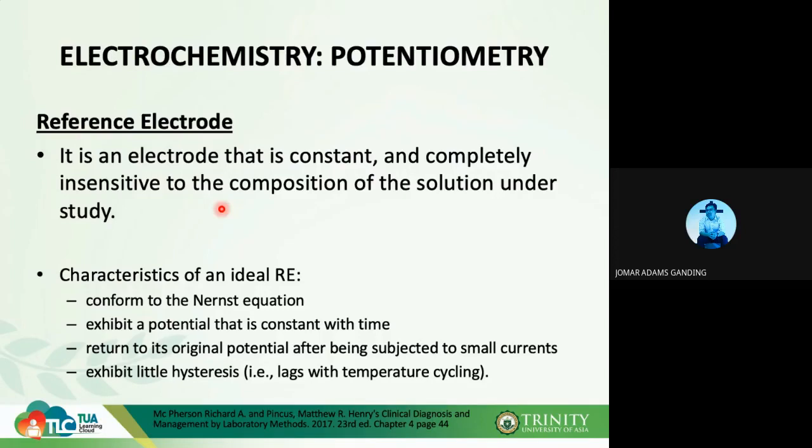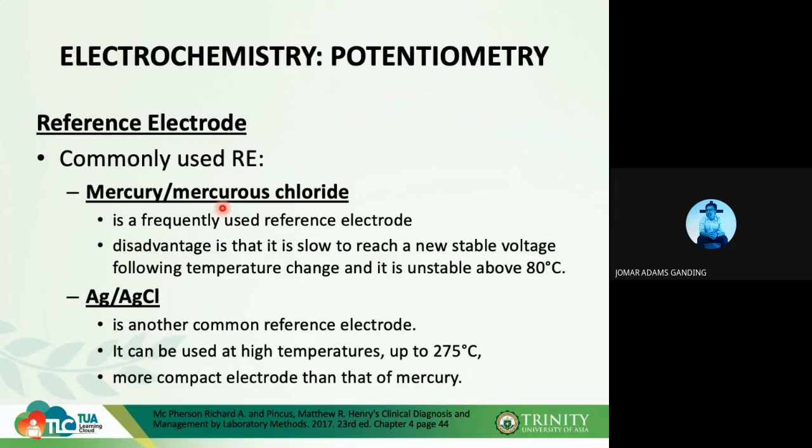So, in the laboratory, we usually use two major reference electrodes. One is the mercury-mercurous chloride and the silver-silver chloride reference electrode. So let us differentiate one from the other. Mercury-mercurous chloride is a frequently used reference electrode. Although the disadvantage here is that it is slow to reach a new stable voltage. Okay, so meaning to say, yung hysteresis na pinag-uusapan natin, it would take time for your mercury-mercurous chloride to move from one voltage to the other, okay? It would take time for it to adjust.